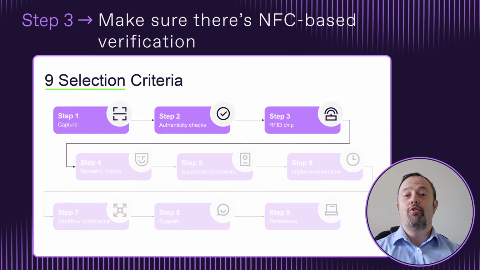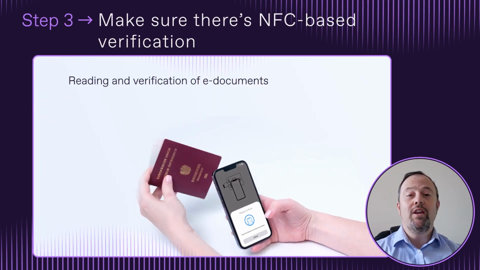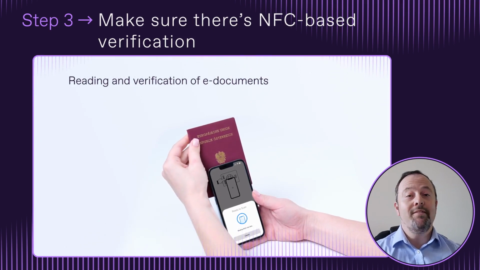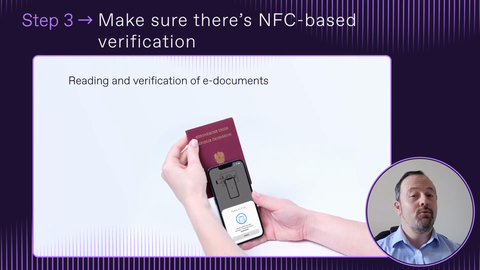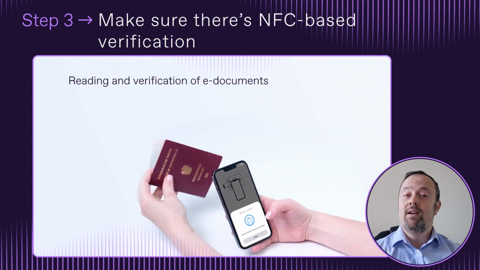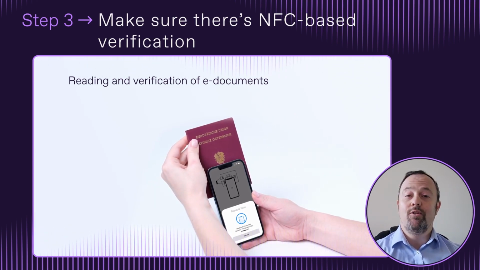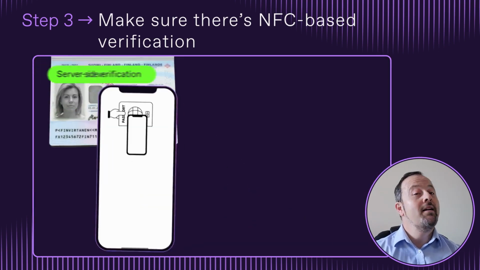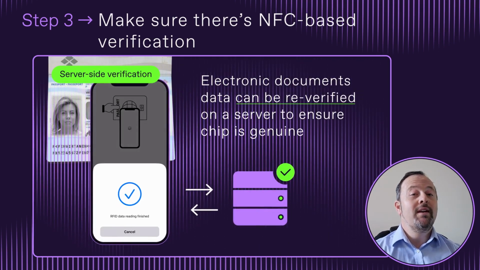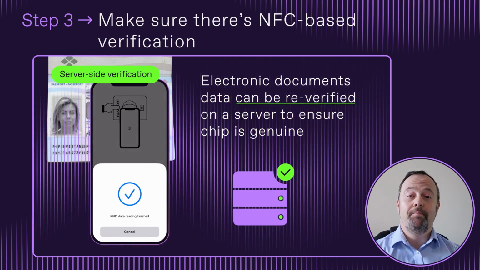Step 3. Check if your solution can work with RFID chips. RFID chips in modern electronic ID documents are encoded with all of the important holder data. Usually, you need special passport readers or the NFC technology built into mobile phones to read this information. But if it's a user's phone doing the job, there's a risk here that fraudsters might try to intercept and mess with the verification results. Not good, right? That's why the data from the chip needs to be re-verified just to make sure it hasn't been cloned or tampered with.